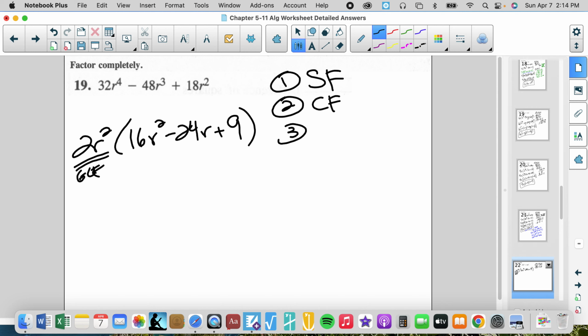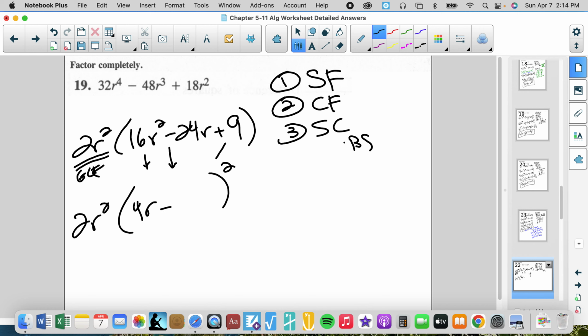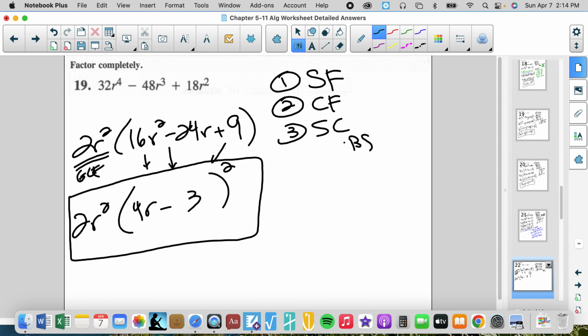Now, is it a special case? It kind of looks like a binomial square. So let's check it. We know that a binomial square is going to be the square root of the first, bring down the negative, and the square root of the last. Does 4r times negative 3 equals negative 12r, doubled, equal negative 24r? Yeah. So I know that that's my answer.